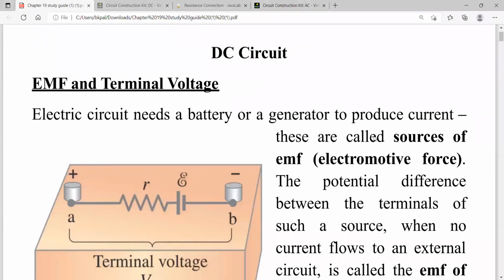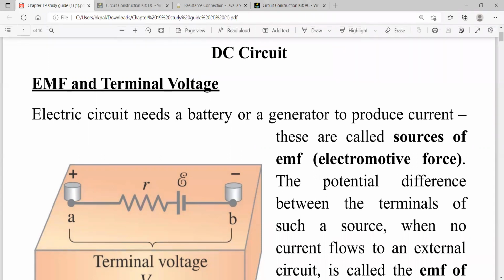All right, so let's start. Today you are going to learn chapter 19, which is about DC circuit. All right, so first let's start with electromotive force. In short, we call it EMF. So EMF means electromotive force.